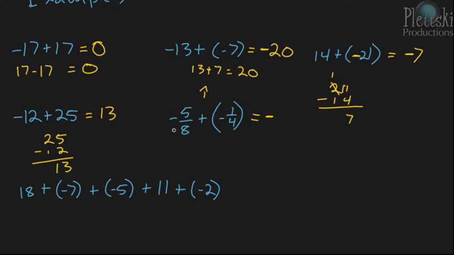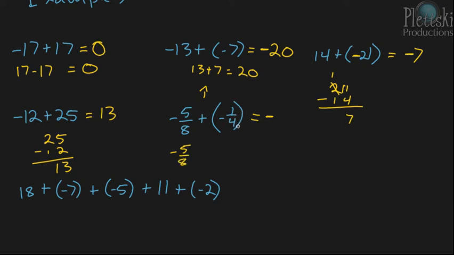So let's take a look at the denominators, and we need to find the least common multiple of the denominators, or another term that's used is the least common denominator. And in this case, it's going to be 8. Both 8 and 4 go into 8, right? Because 8 times 1 is 8, and 4 times 2 is 8. So we can leave the -5/8 alone, and then we need to change the 1/4.